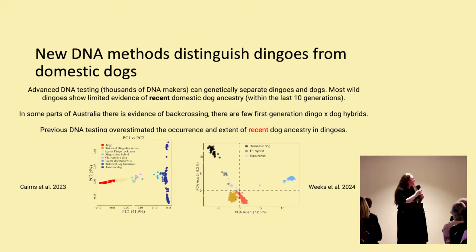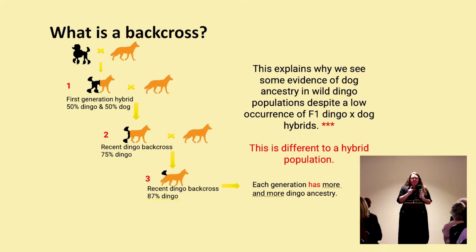And what we know from applying these new technologies is that previous DNA testing studies overestimated the occurrence and the extent of recent domestic dog ancestry in dingoes. But what's a back cross? All right, take me through.